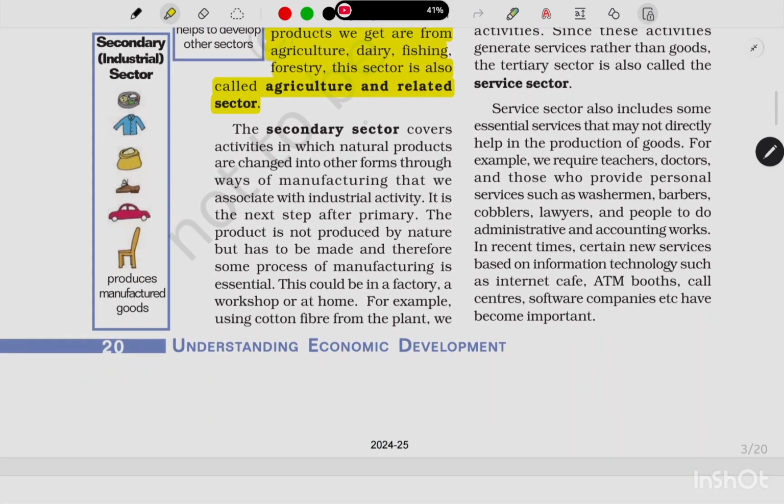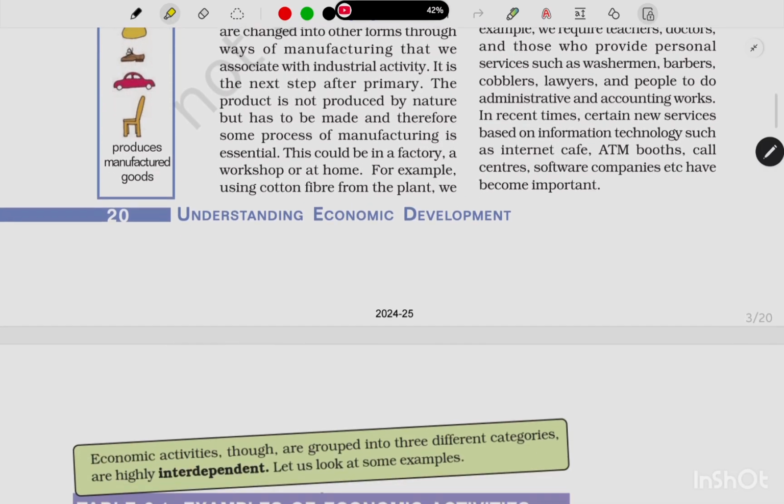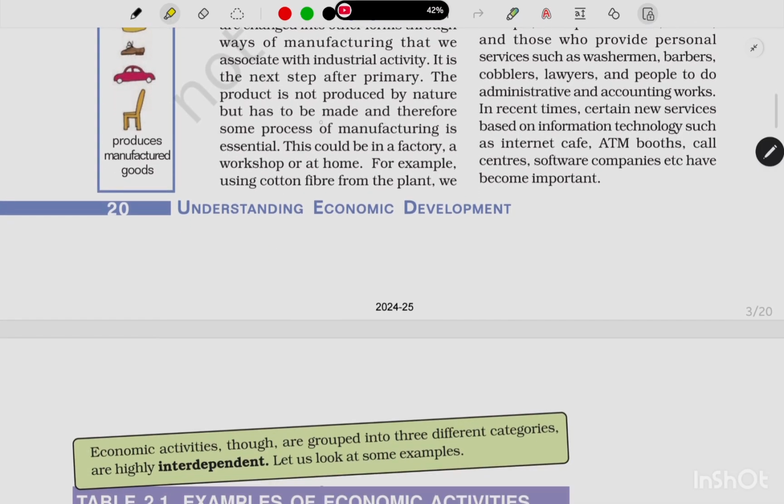Now the secondary sector covers activities in which natural products are changed into other forms through ways of manufacturing that we associate with the industrial activity. It is the next step after primary. The product is not obtained by nature but has to be made, and therefore some process of manufacturing is essential.